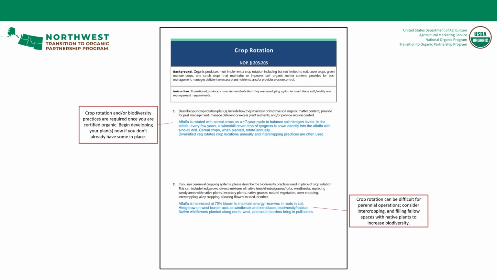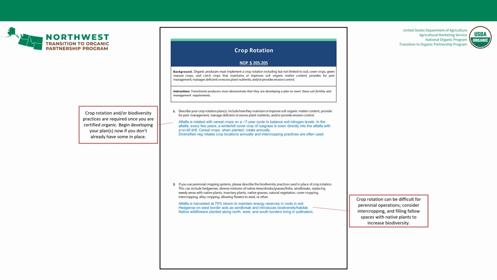The next page covers crop rotation. Note that crop rotation is required for organic certification. You must demonstrate in the TPP that you are developing a plan to implement crop rotation before you get certified, if you do not already rotate crops.